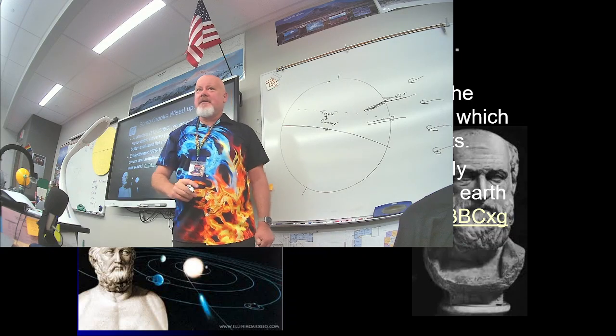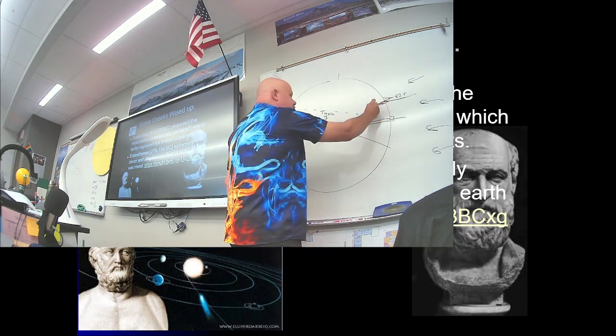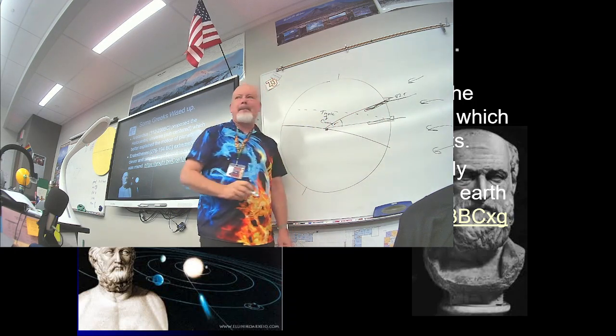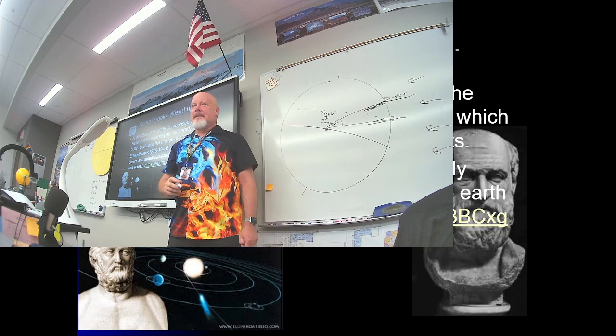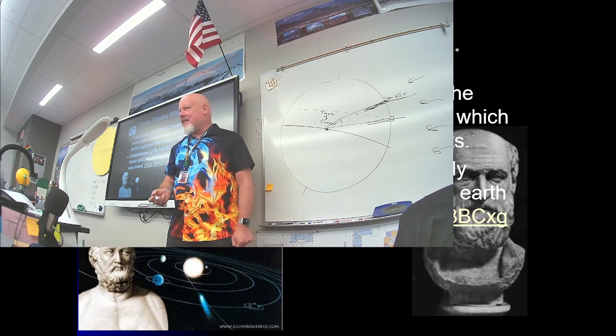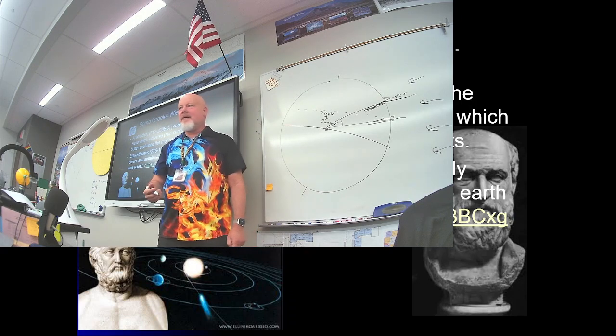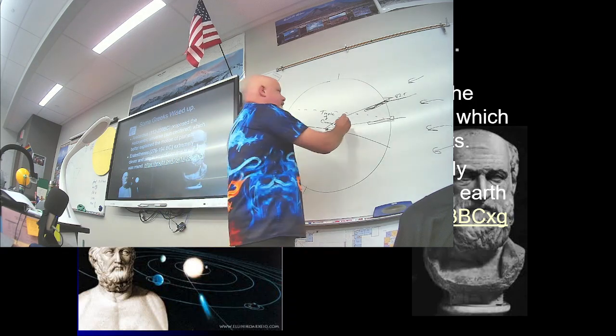Follow me so far here? That means if we drew a straight line all the way to the center of the Earth, what's this angle? Well, that would be 90 degrees minus 82.5. That would be 7.5.